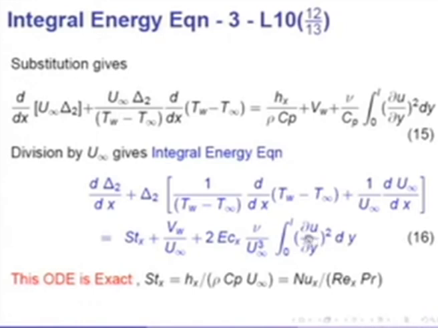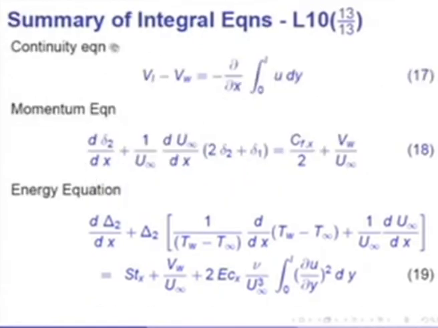So, each term now is dimensionless, and therefore, we have an ordinary differential equation for capital delta 2, analogous to an ODE for small delta 2 in the velocity boundary layer equation. So, let me summarize all the equations that we have derived. The integral continuity equation simply gives V L minus V W equal to minus d by dx of integral 0 to L u dy. The integral momentum equation gives the variation of d delta 2 by dx as that, and accounts for the wall velocity, and the integral energy equation gives the rate of change of enthalpy thickness delta 2 and accounts for the wall temperature variation, the free stream variation, and wall velocity variation, and the viscous dissipation.